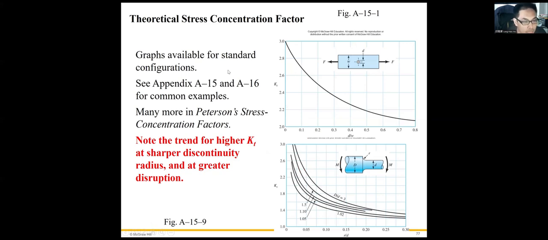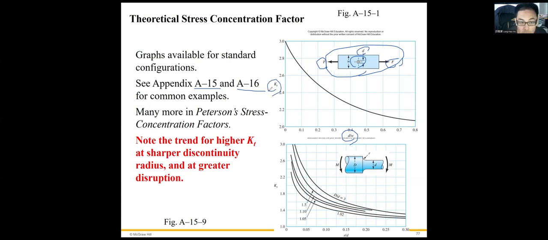Okay, so we can check the table in our textbook. This table collects tons of experimental data. Suppose we have this kind of plate with a hole having a diameter d, and we apply a force. Based on the geometric relation, we get the corresponding stress concentration factor.